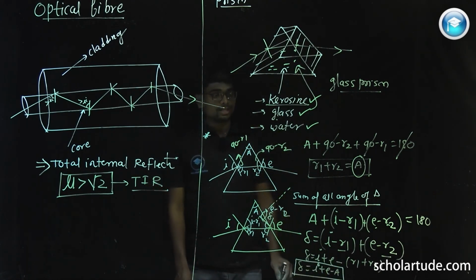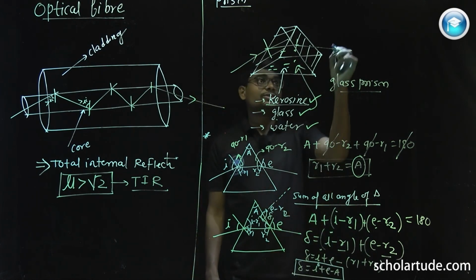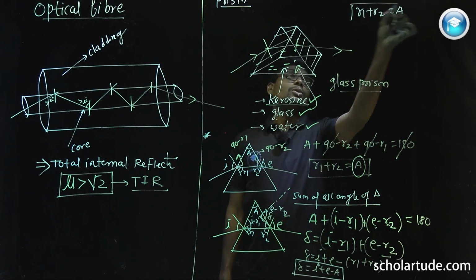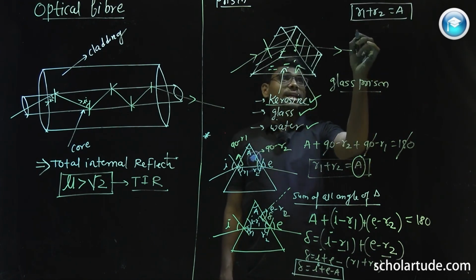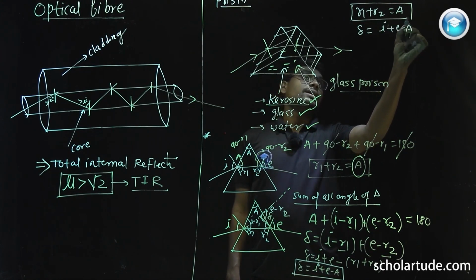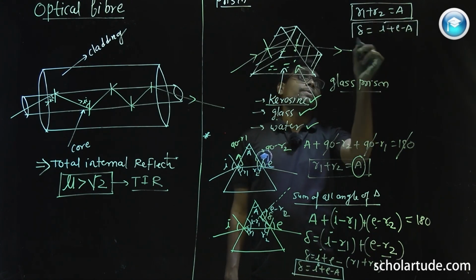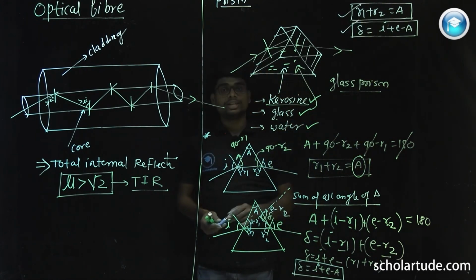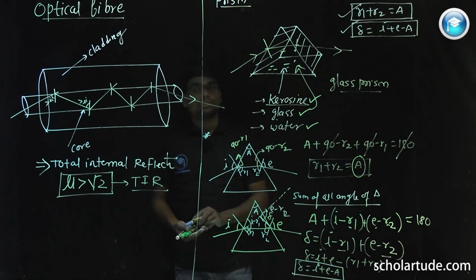It is also important. There are two formulas. Let me enlist them. R1 plus R2 equals A, and the second formula, which is very important, delta equals I plus E minus A. Just remember these formulas for the prism. We will be solving the numericals based on these formulas.